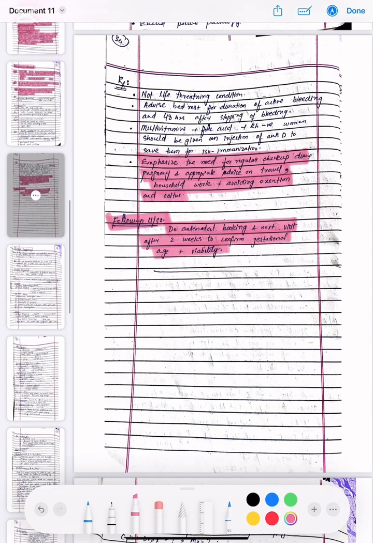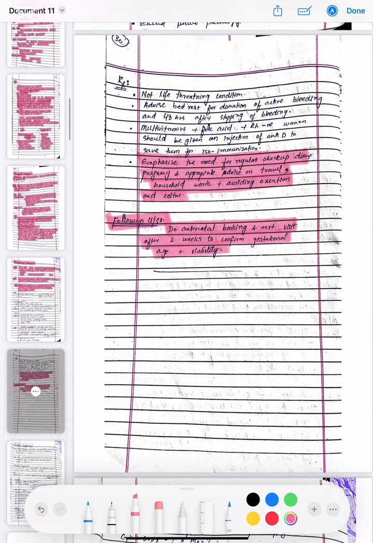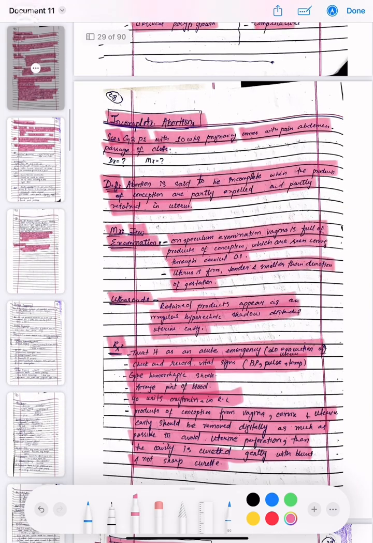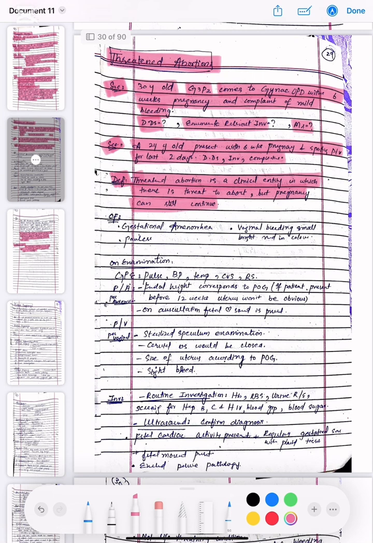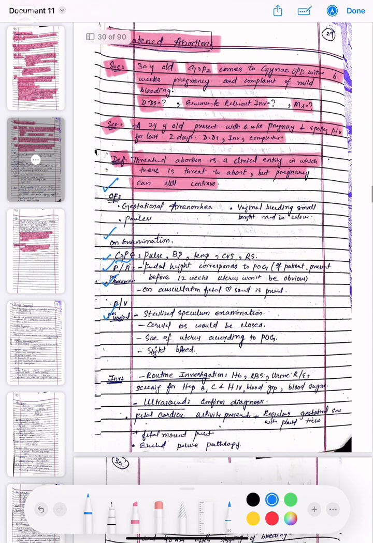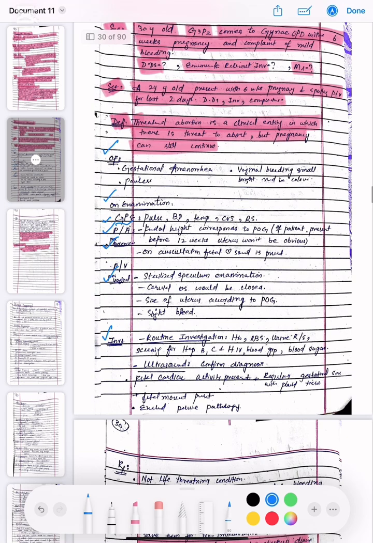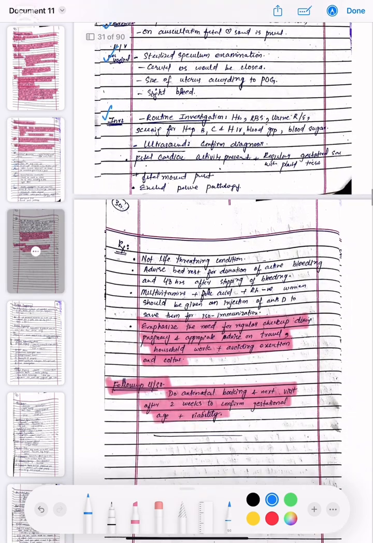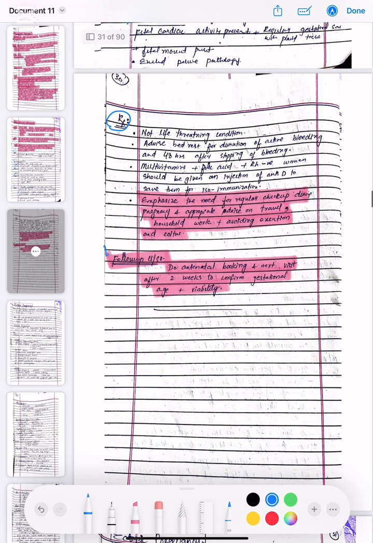So in the end, we have discussed the threatened abortion and we have discussed the definition of the threatened abortion, then what are the clinical features, what examinations should be done, GPE, per abdomen examination, per vaginal examination, and investigations are routine investigations and ultrasound, and then we have discussed the treatment options, and then what is the follow-up ultrasound.